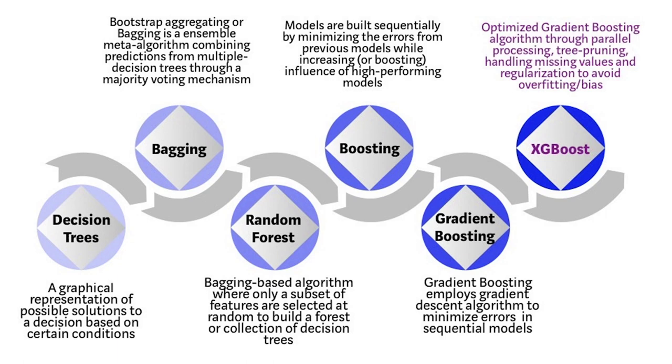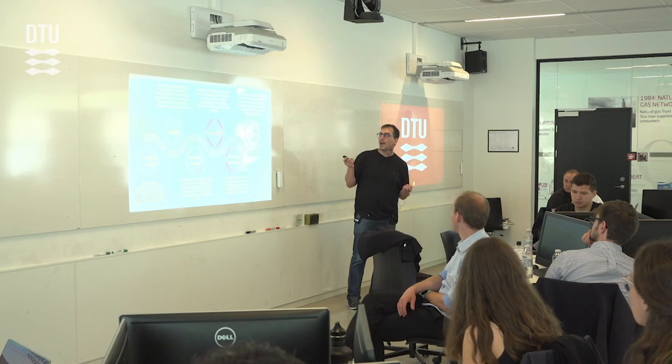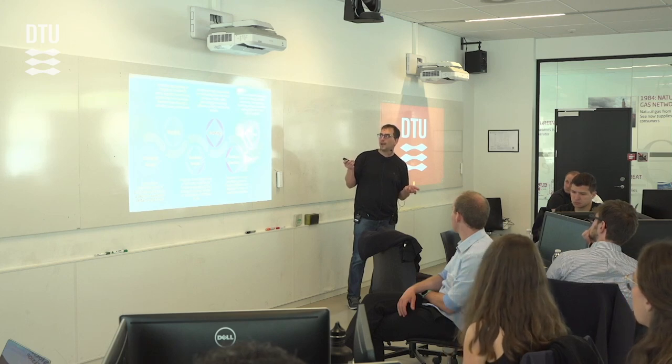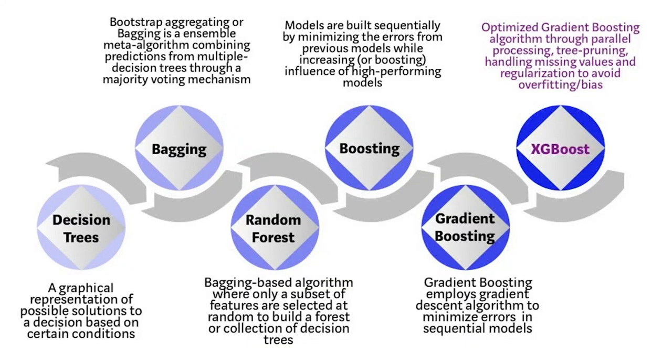That led to gradient boosting. Gradient boosting is a way to use gradient descent to solve things sequentially, and that led to XGBoost. XGBoost is an algorithm you have to try for every problem that you're trying to solve, because it's a winning algorithm in many applications. Basically, it's an optimized version that combines tree pruning, knows how to handle missing values, and knows how to regularize and avoid overfitting bias.